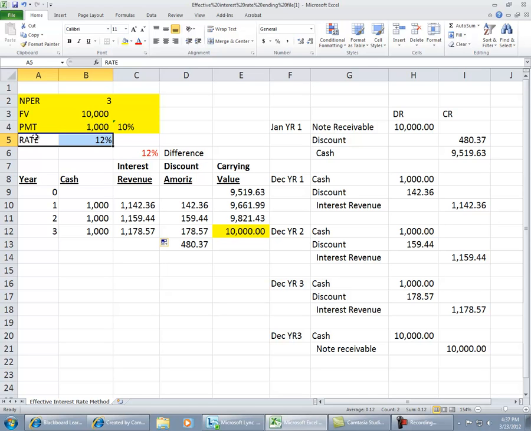12%. This rate is the yield on that particular note, and it's going to fluctuate over the life of that note. So if we sold it, that market rate would be different at that date of sale.